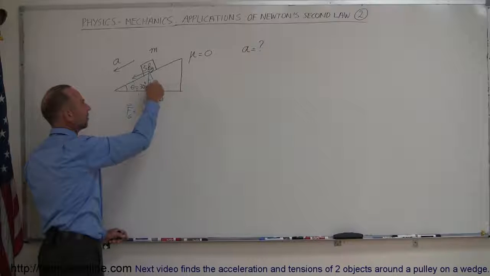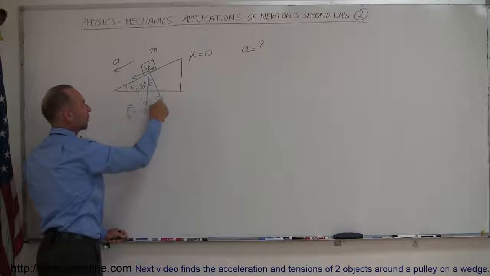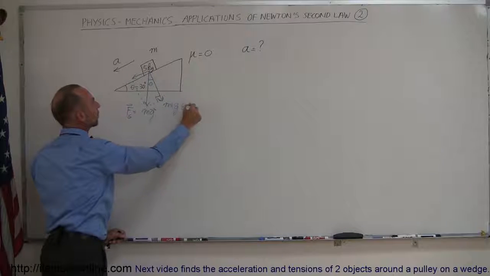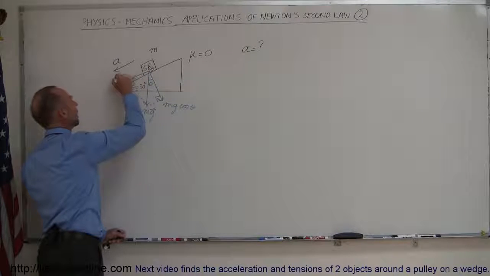That means that this is the adjacent side to the angle. This is the hypotenuse, which means that this here is mg times the cosine of theta, which makes this mg times the sine of theta.